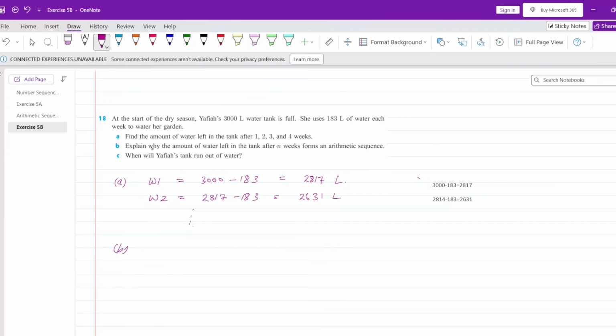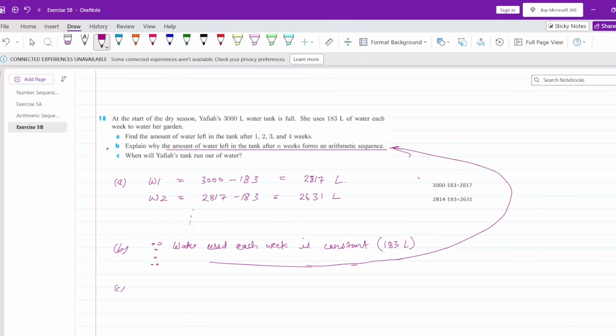I'll explain why the amount of water left in the tank after n weeks forms an arithmetic sequence. Since the water used each week is constant, that is 183 liters, we can say that the amount of water left in the tank after n weeks forms an arithmetic sequence. When will Yafia's tank run out of water? This is for you to do on your own. This is very easy.